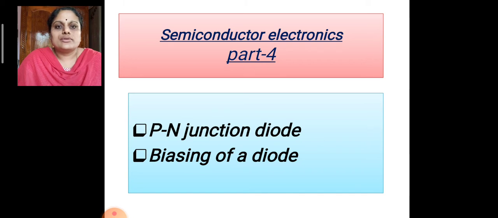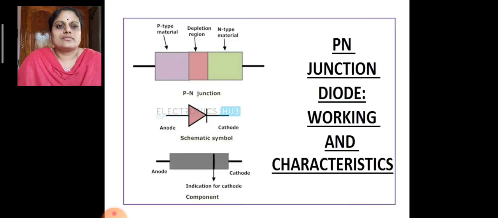In this module from the chapter Semiconductor Electronics, we are going to discuss the PN junction diode and biasing of a diode. Now let us see the PN junction diode, its working and characteristics.